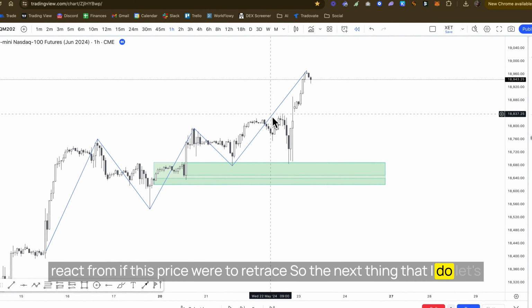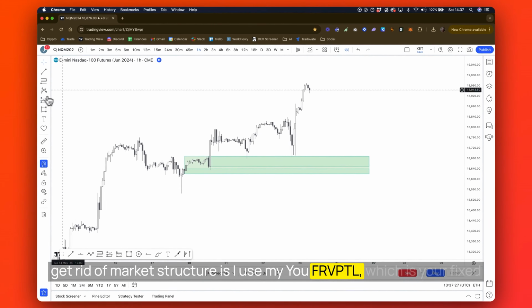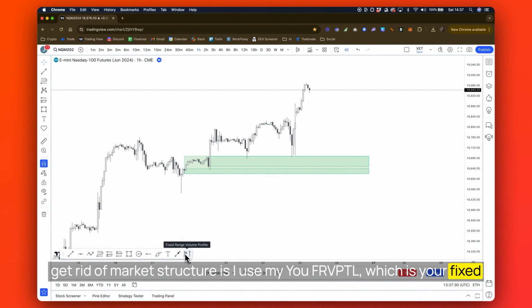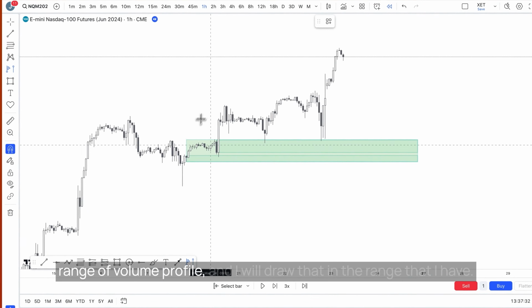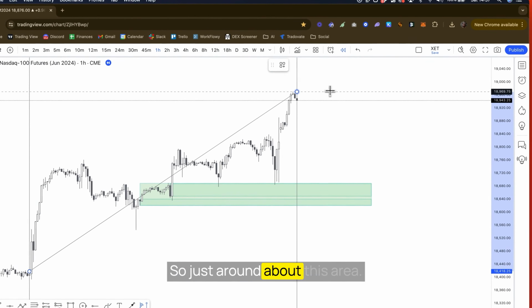So the next thing that I do, let's get rid of market structure, is I use my FRVP tool, which is your fixed range volume profile, and I will draw that in the range that I have. So just around about this area.